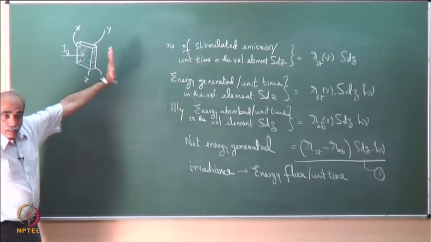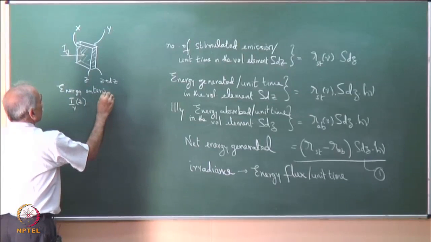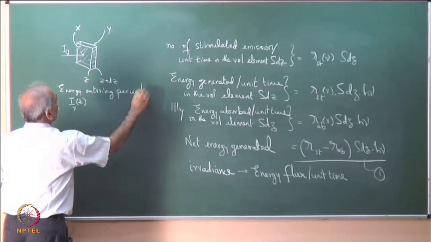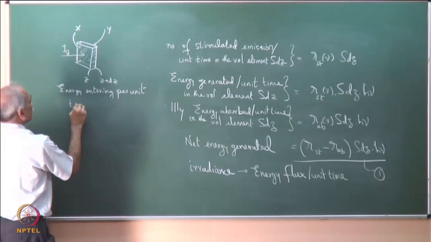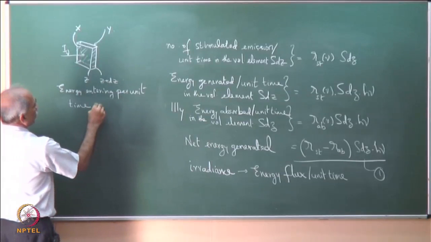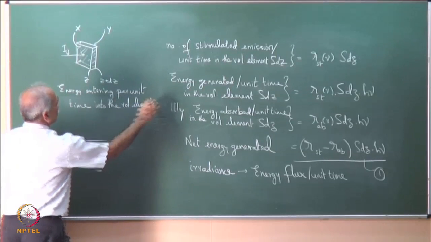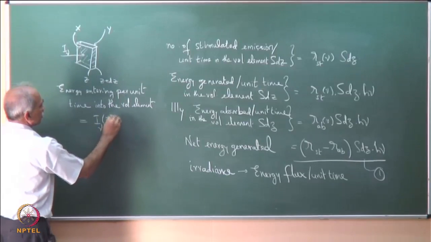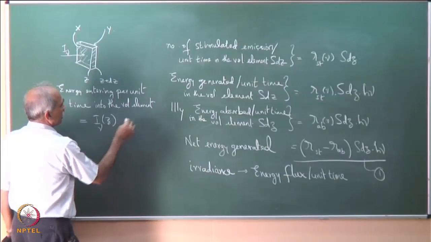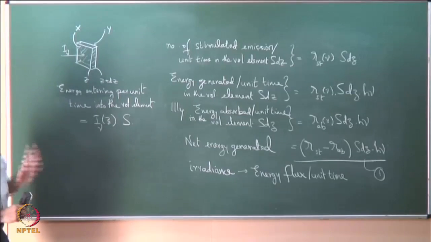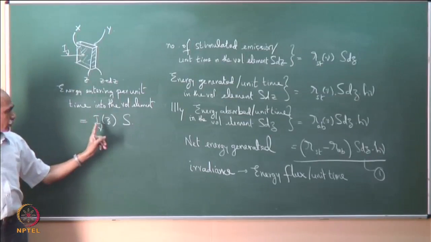So, the energy entering per unit time into the volume element is equal to I nu of z, that is the irradiance on the plane x, into the cross sectional area. Energy entering per unit time is intensity into cross sectional area. S is the cross sectional area of this surface. So, I nu of z into S.